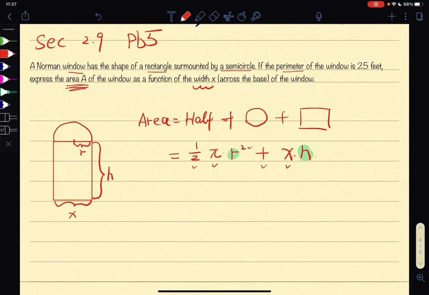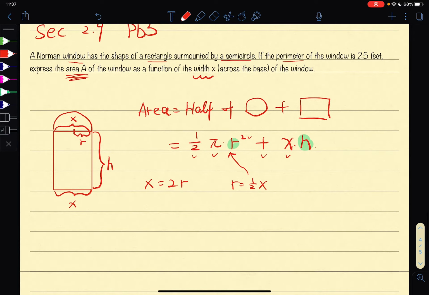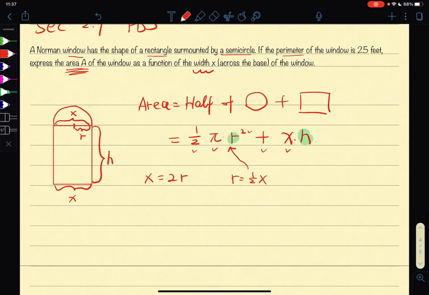In order to get rid of r, if you look at the problem a little closer, you have a rectangle, so this is also x. So the diameter of your circle is x, and the radius is r. Clearly x is 2r, or in other words, r is 1/2 of x. So you can easily replace the r based on this expression. The next thing you want to do is find a way to express h in terms of x.